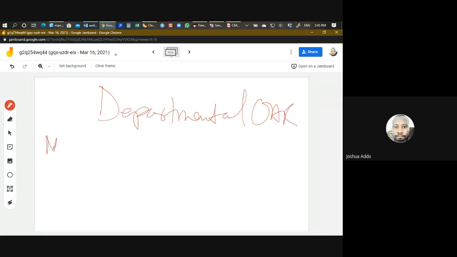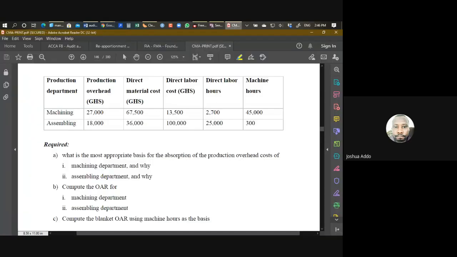So, machining department. The formula, machining department OAR. The formula is budgeted total production overhead divided by budgeted total activity level. When you are writing an exam, you have to write this formula. And from the question, budgeted total production overheads for the machining department is 27,000.